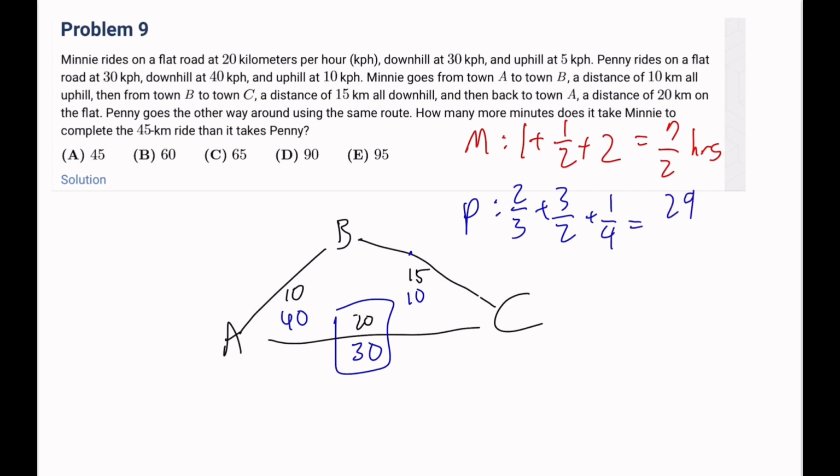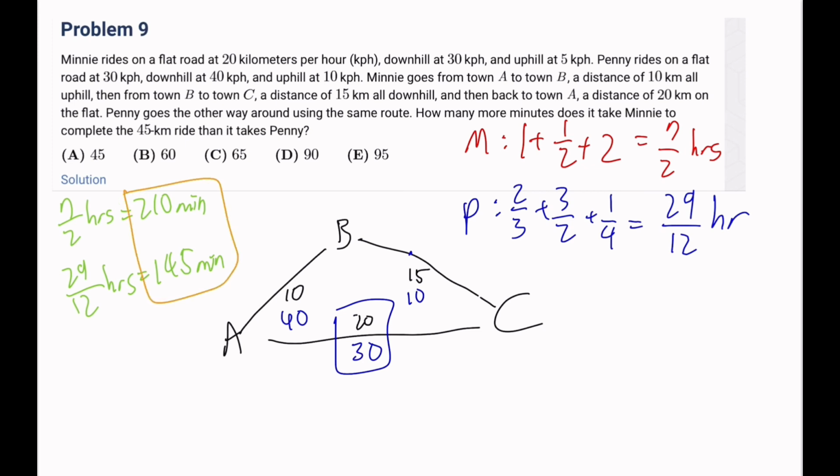This is 29/12, right? 29/12 hours, and so it says how many more minutes does it take Minnie to complete the 45-kilometer ride than it takes Penny, right? And so 7/2 hours, this equals 210 minutes, and 29/12 hours, this equals 145 minutes, right? And so the difference between these two is 210 minus 145, which is 65. So the answer is 65, it's C.